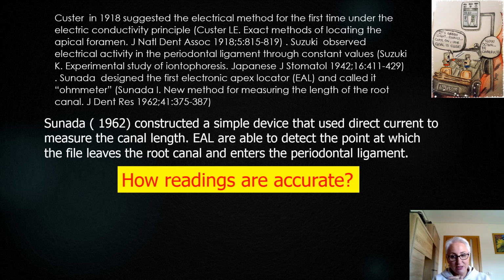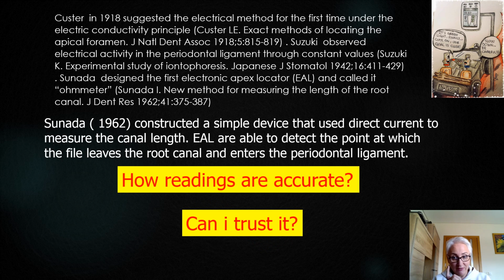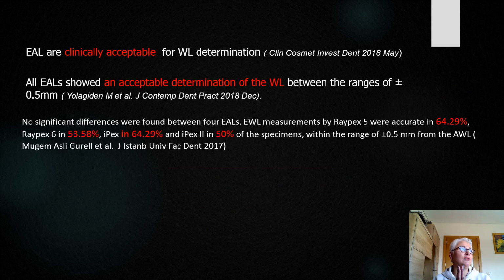Another question for us as clinicians: how accurate are the readings of the apex locator? Can I trust those readings? Many dentists ask me what kind of apex locator I'm using. It doesn't matter. I have two or three apex locators. And my students at university always complain about the apex locator: "Oh, professor, can you help me? It doesn't work." Usually it's not a problem with the apex locator, it's a problem with the operator.